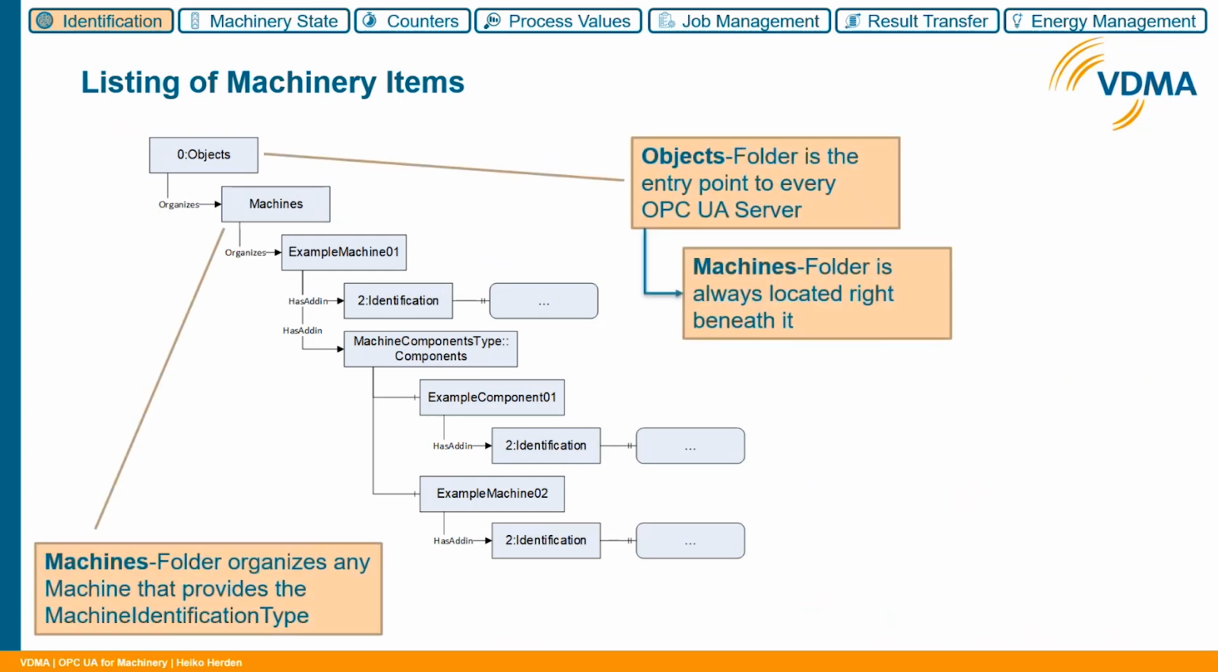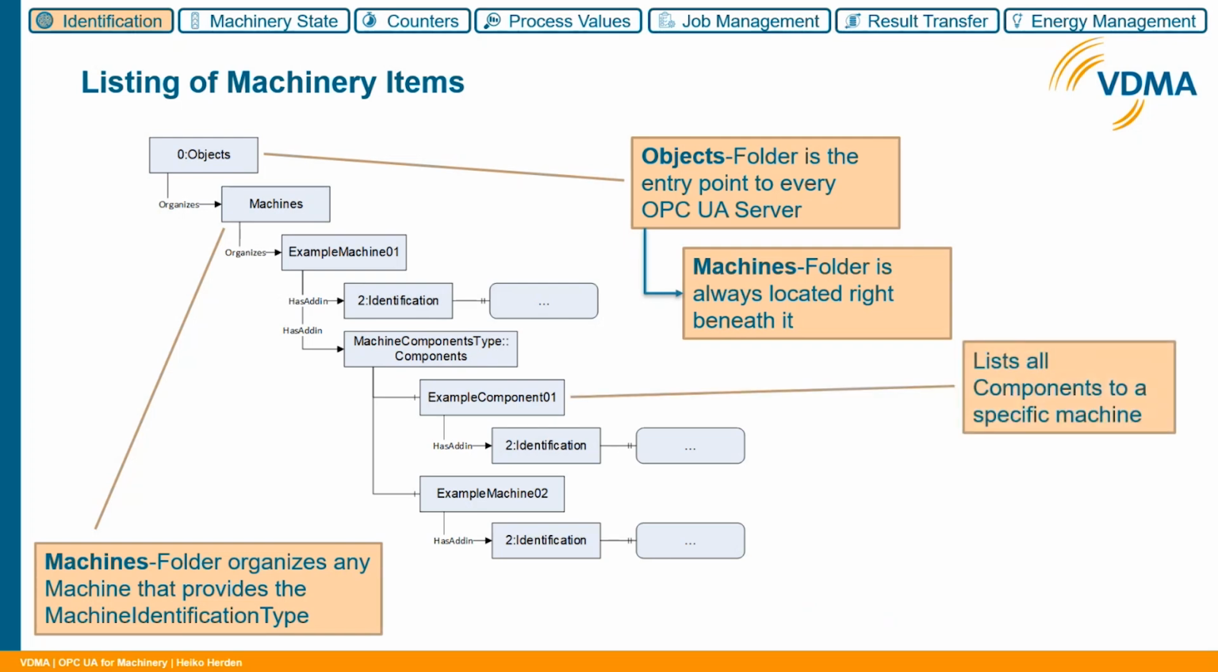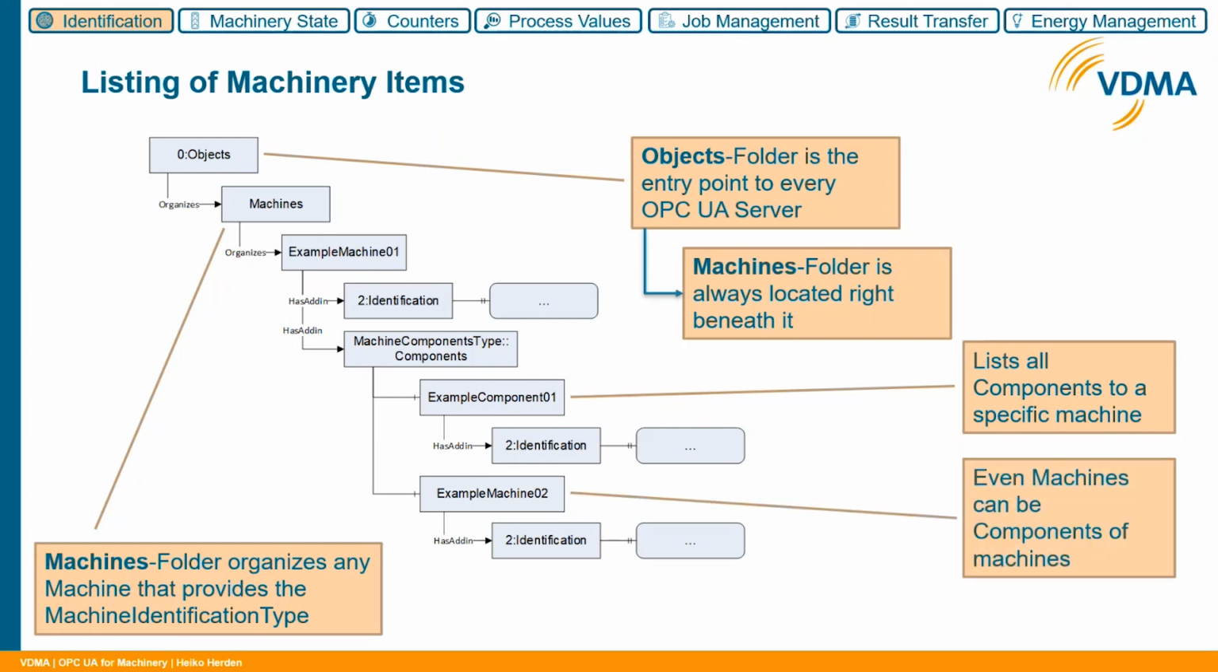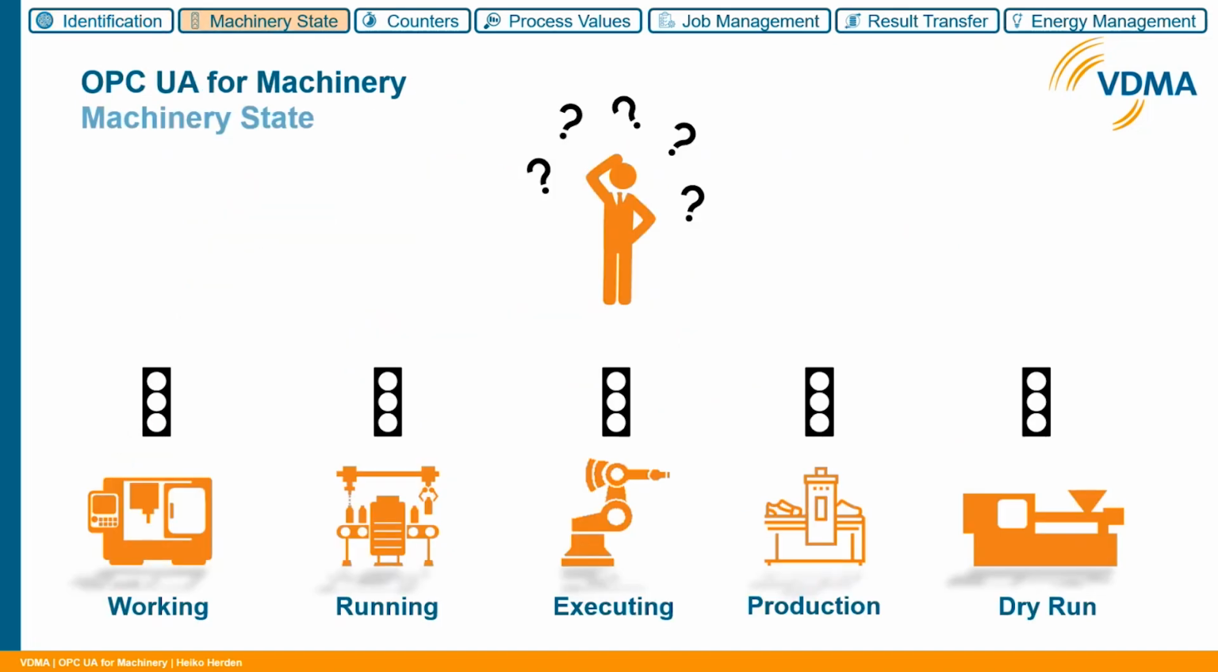And within each machine, on the other hand, we will find a folder for components. And this folder lists all the components which are specific to that machine. And there's also the special case that, for example, a machine can be a component of another machine. But just by using the machine identification and the component identification, I get a very well-structured information model. Now let's go on to the next building block. This was identification. And now we are going to take a look at the machinery state.